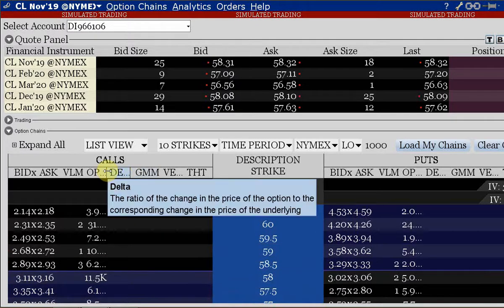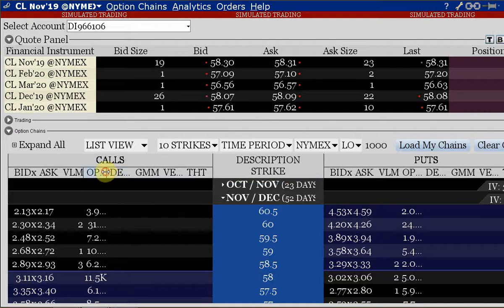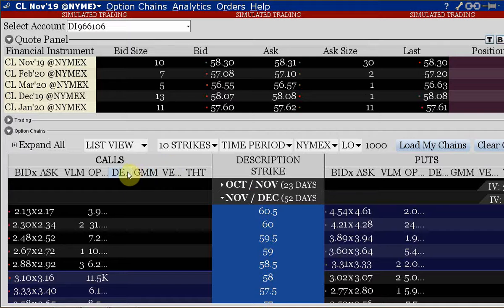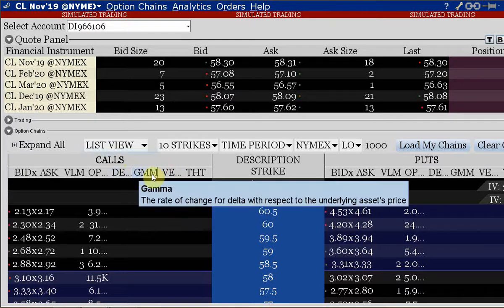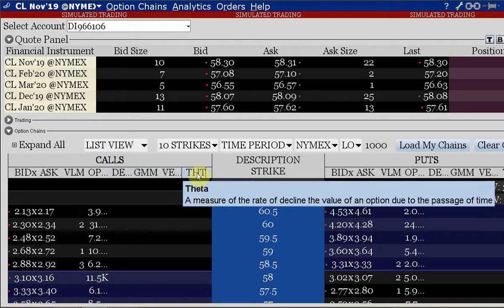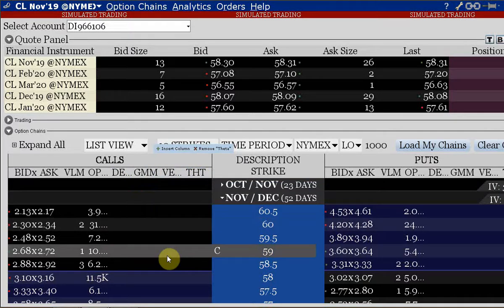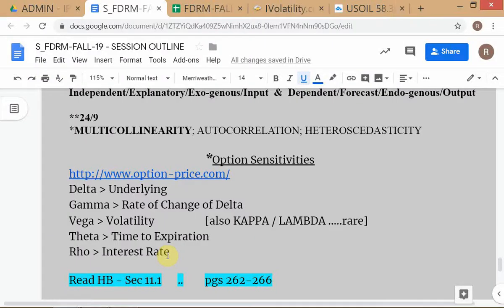Okay, so you can see these sensitivities. Now you get some idea which we discussed yesterday. So delta, gamma, it's not pointing properly. Delta, gamma, vega, and theta, these are the main ones that we are interested in. So we'll get on to the discussion of option sensitivities. Okay, these are your crude oil futures options.